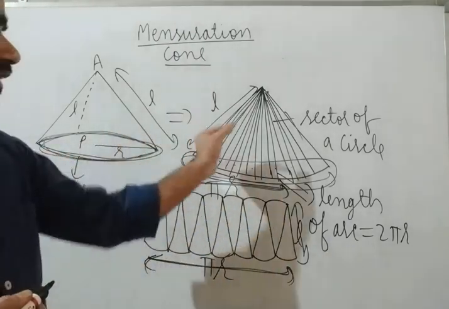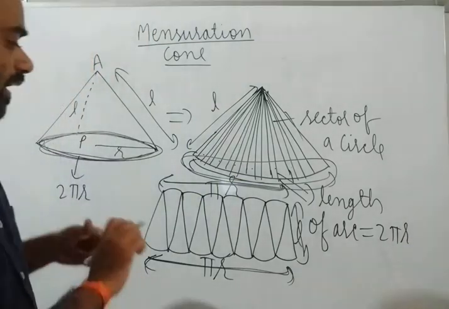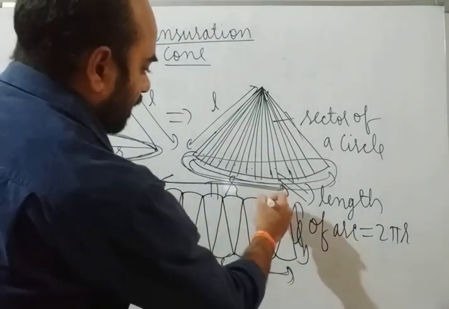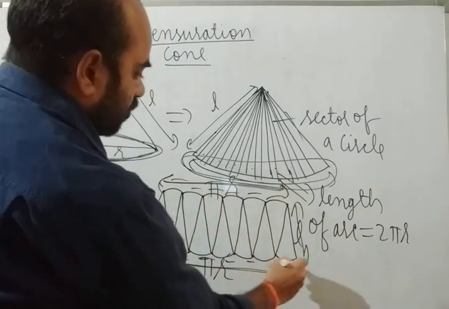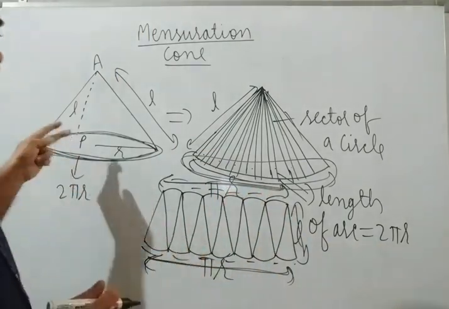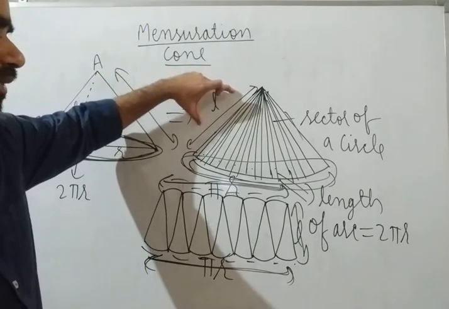When we have cut, this length is 2 pi r, and 2 pi r has been divided, see, this length plus this length. This total will give 2 pi r. It means pi r here, pi r here. And we have cut along its slant height. It means the radius of this sector will be L.